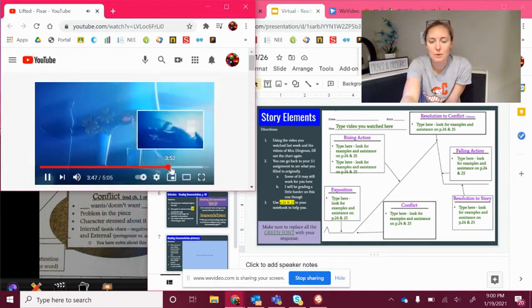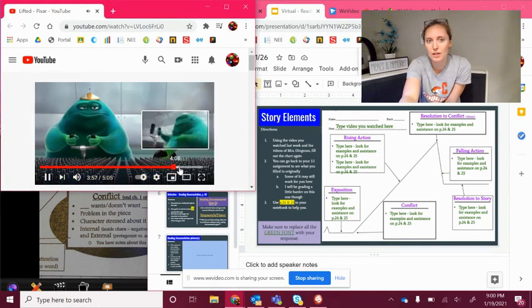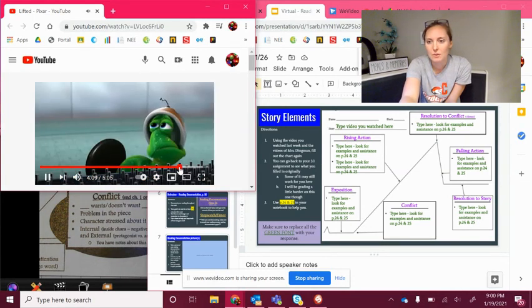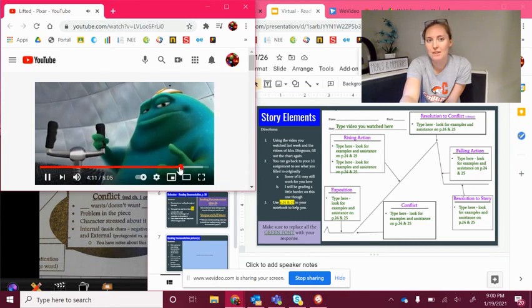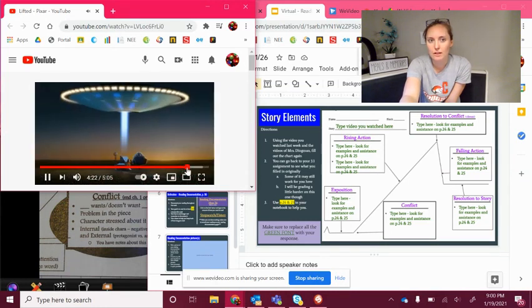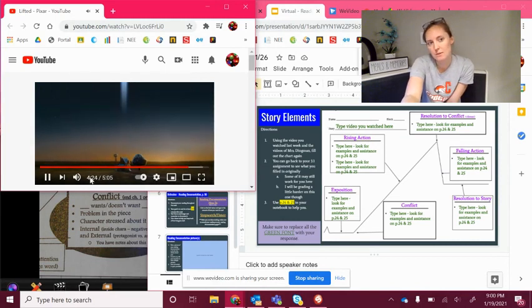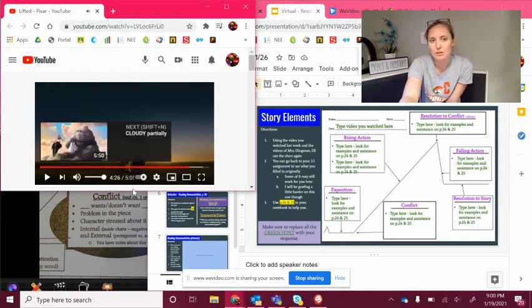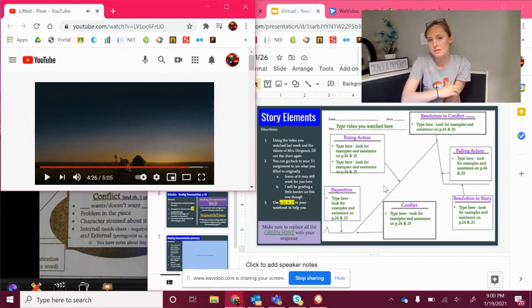Then the last part would be the resolution to the story. And the resolution of the story is the thing that happens at the very end of the video. So you can decide on what happens at the very end, and then when you are done, you're going to make sure that you fill in the whole story elements.